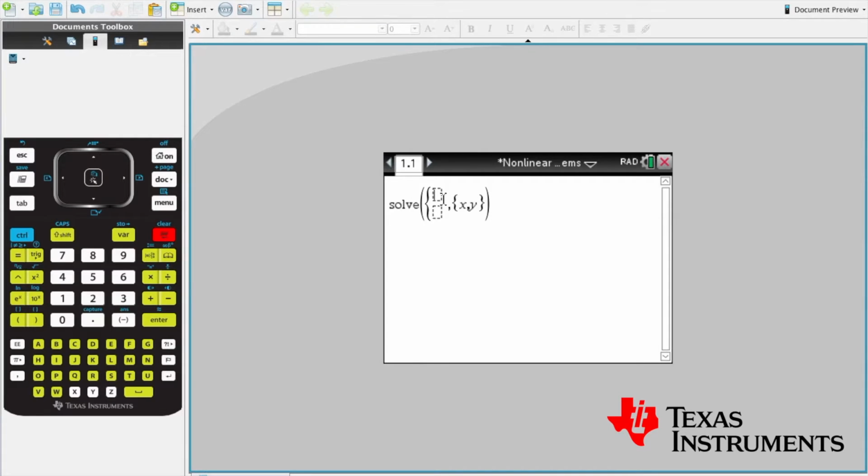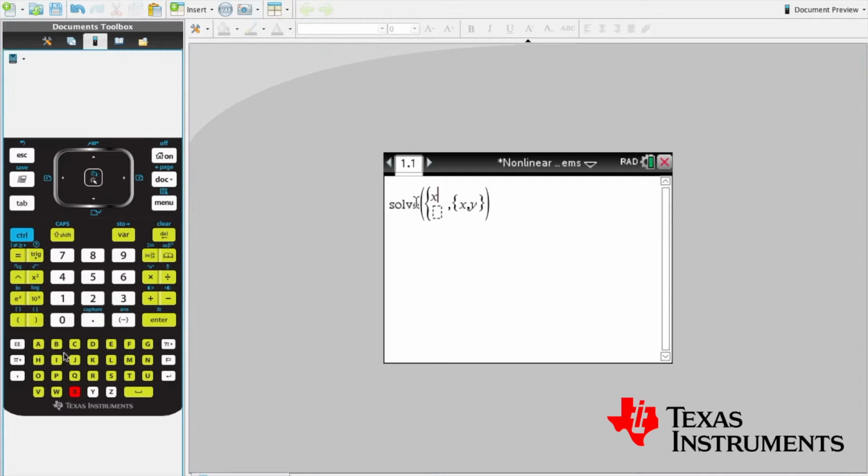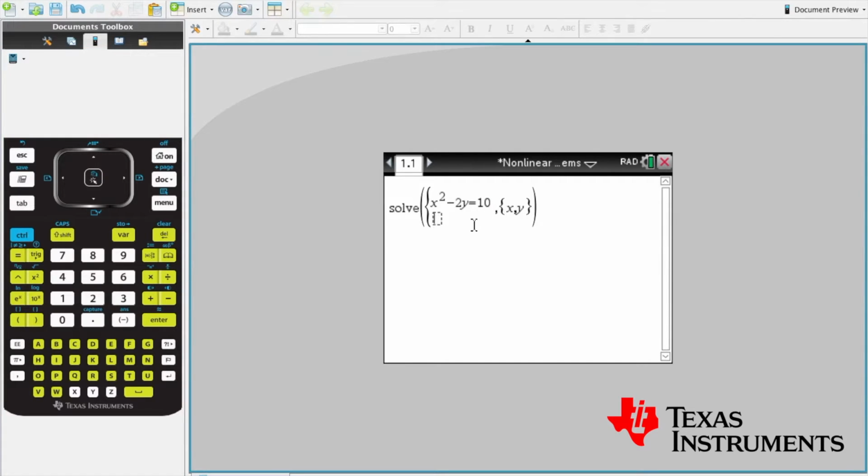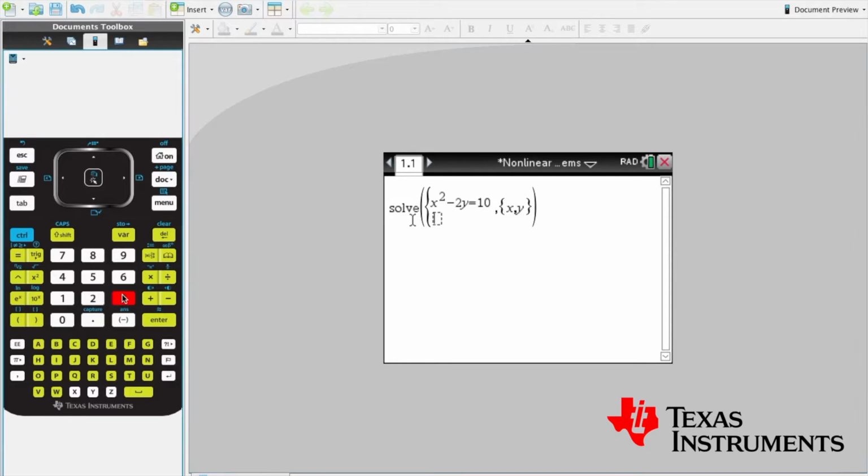So we're clicking the area for our first equation, and our first equation will be x squared minus 2y equals 10, and that completes our first equation. And then for our second equation, we'll click on this second box here, and that takes us to the second area where we can input our second equation, which is going to be 3x minus y equals 9, and then we'll hit enter. And right there we have the solution to our system.